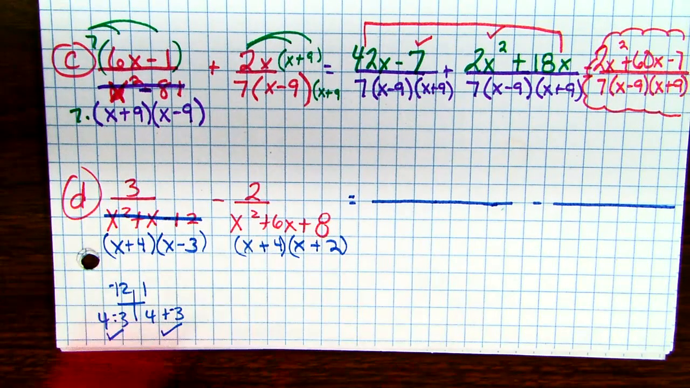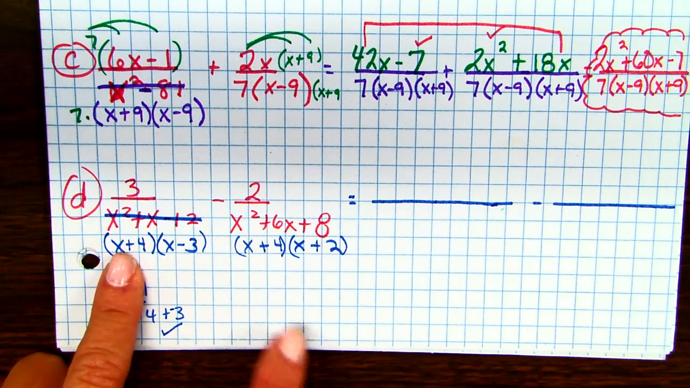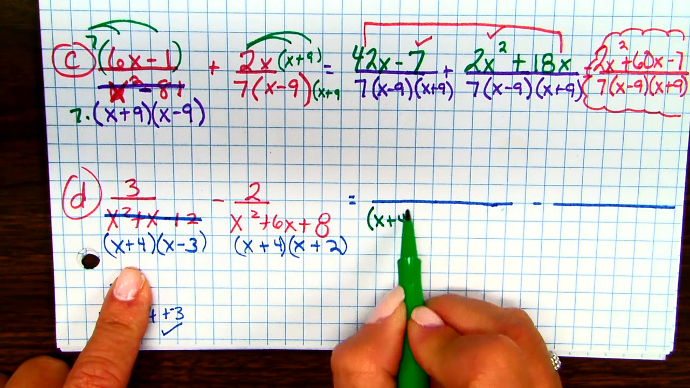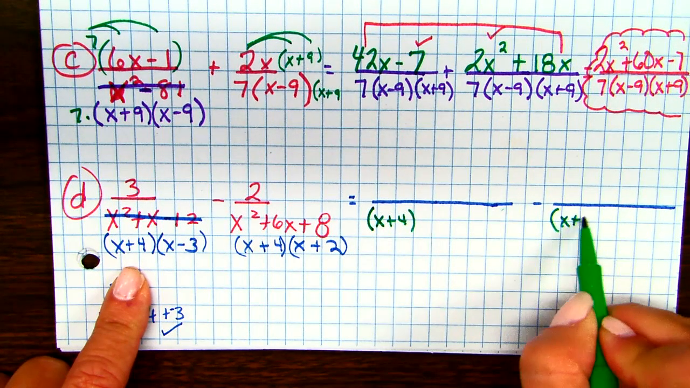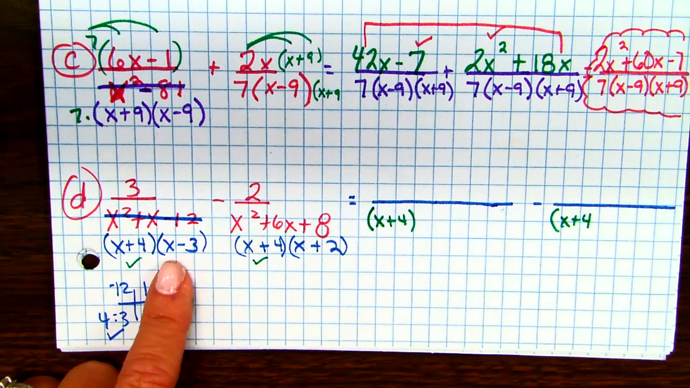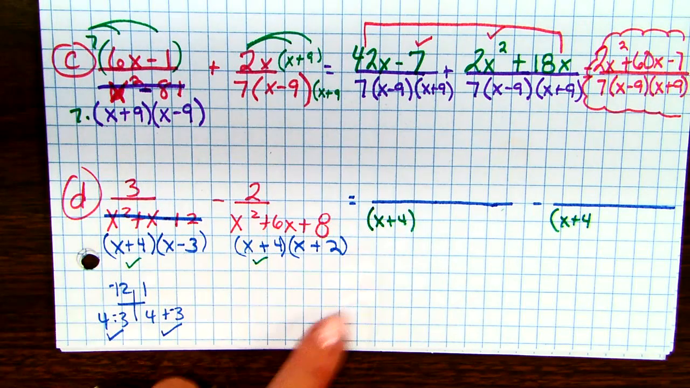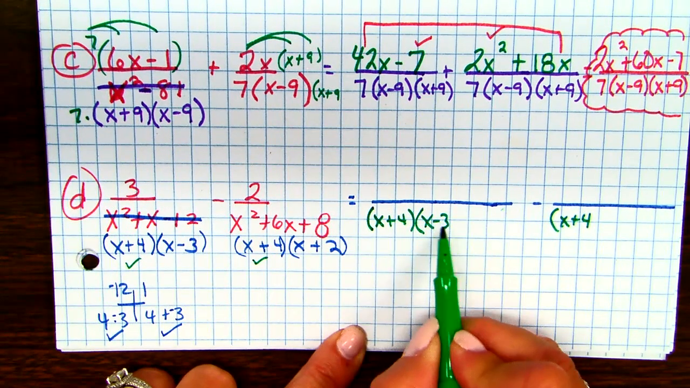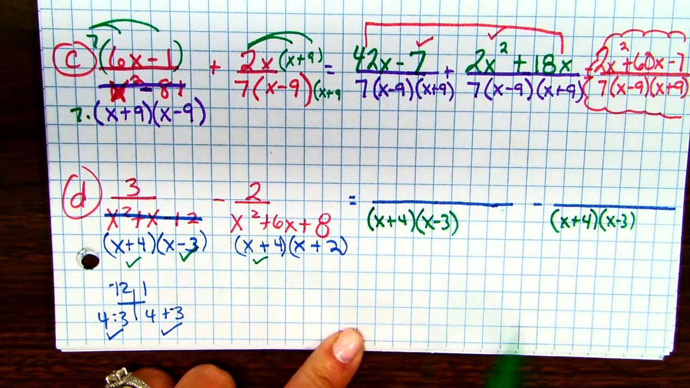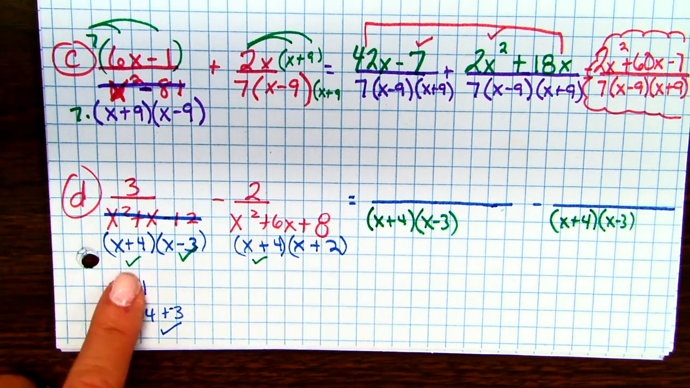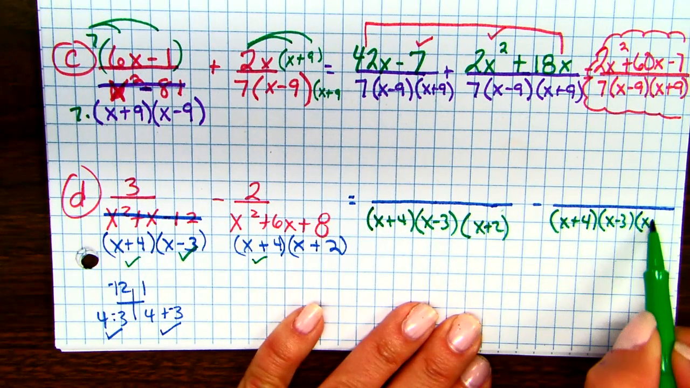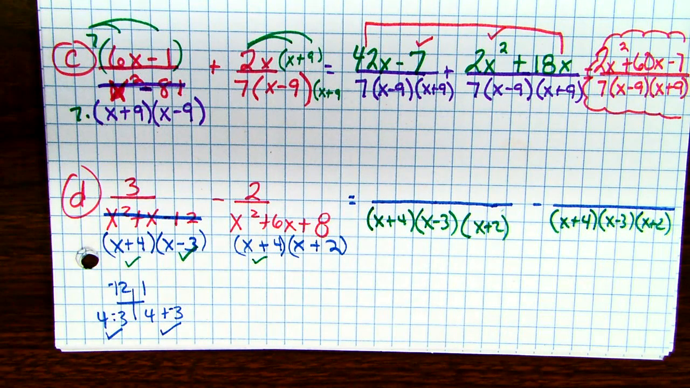It doesn't matter which one you start with, okay? We have one x plus 4 and one x plus 4. We will keep one x plus 4. Okay, so that takes care of that one and that one. We have one x minus 3 and no x minus 3s. We have to keep one. We have one x plus 2 and no x plus 2s. We have to keep that. Remember, if it's in the denominator on the left, it better show up in the denominators on the right.